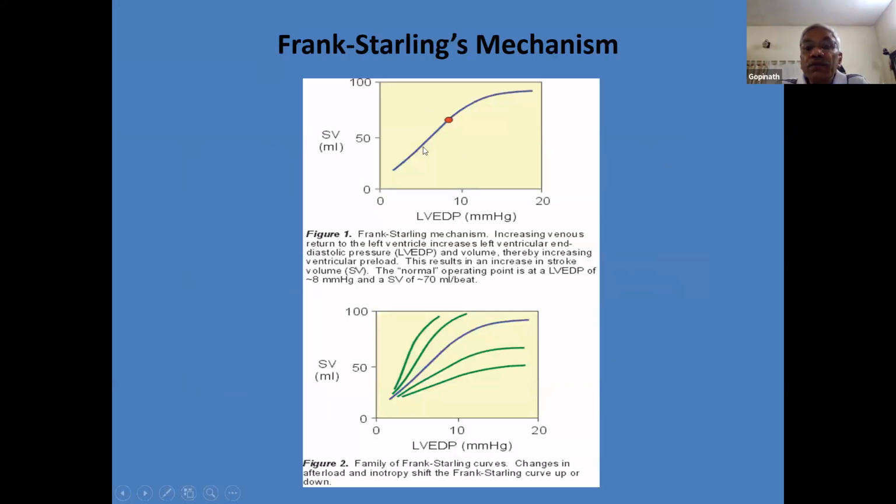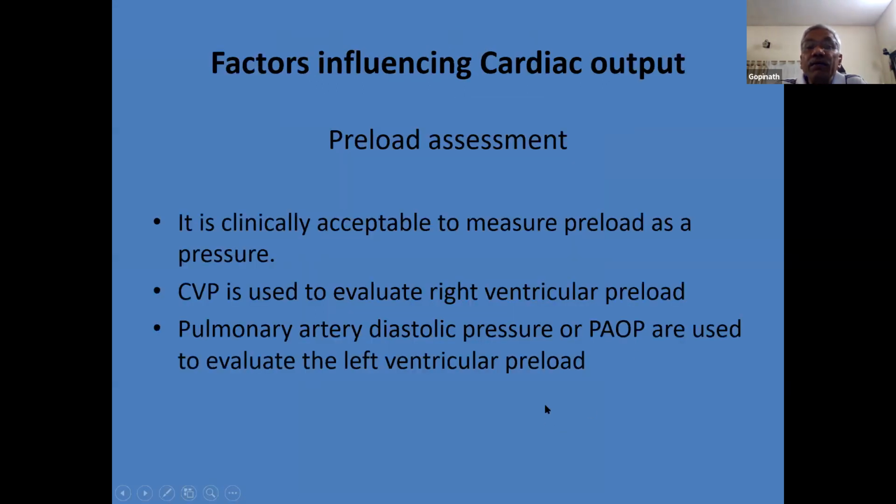So this is the Frank-Starling curve or the normal curve. The best part of it, it functions optimally at around 8 to 10 millimeters of left ventricular end-diastolic pressure to give you about the normal stroke volume of around 70 mils. These are what we call a family of Frank-Starling curves. And based on various changes, contractility, afterload, they shift to the left or to the right.